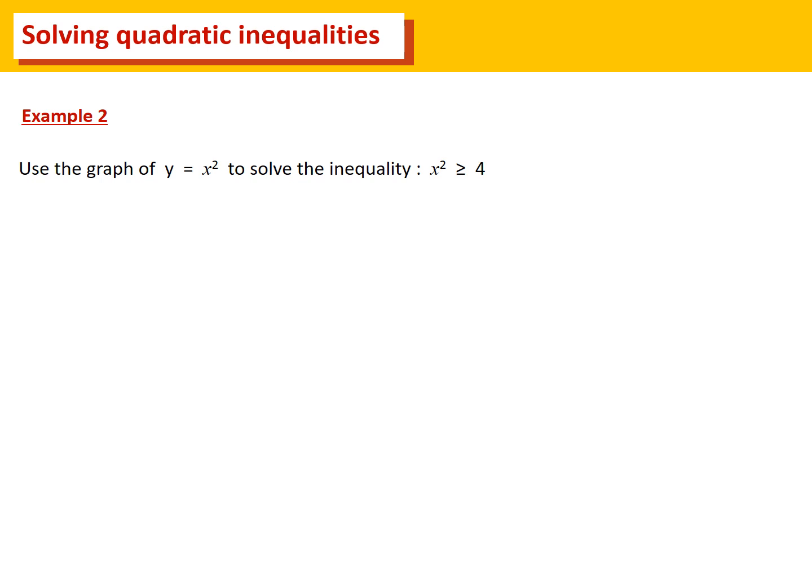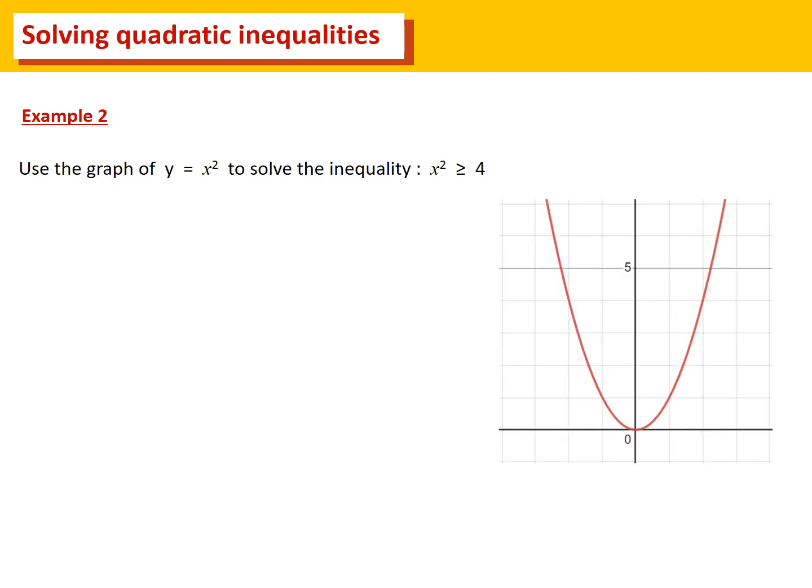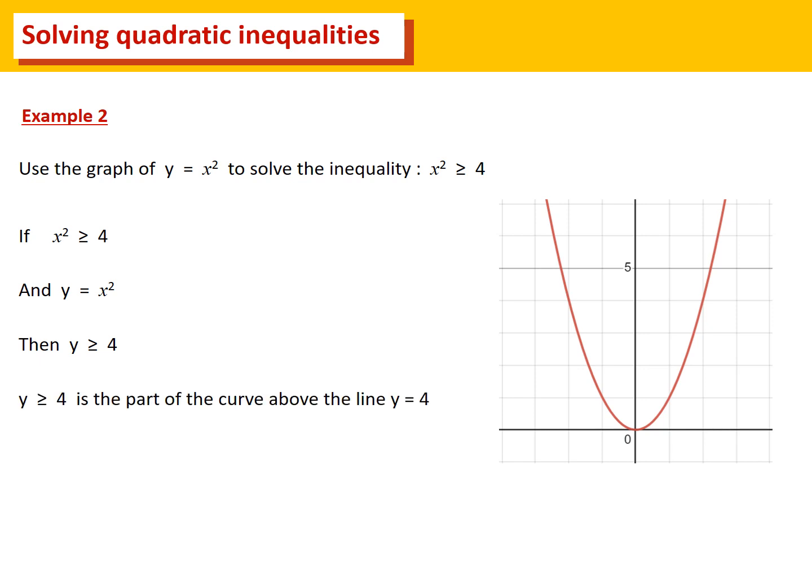In example 2, this time the inequality we're solving is x squared greater or equal to 4. Once again, that's the x squared curve, and if we want x squared greater or equal to 4 and y equals x squared, that's the same thing as saying where is y greater or equal to 4. So we want the part of the curve which is above the line y equals 4, so we'll mark y equals 4 on our graph. There it is. We want the bit of the curve above that because we want to solve y greater or equal to 4.